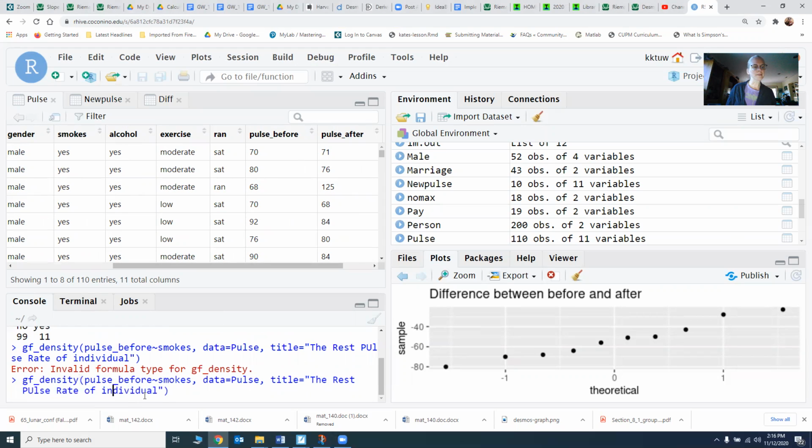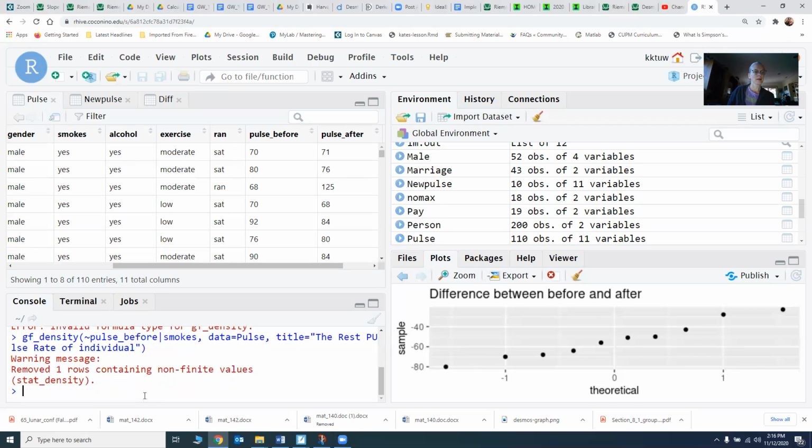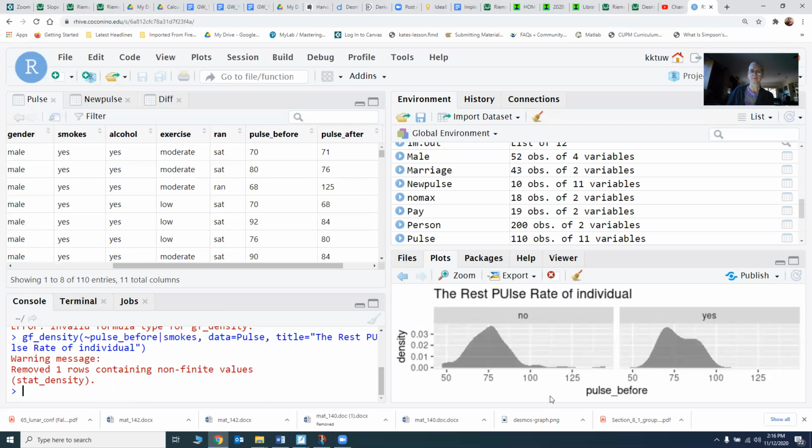Oh, that's right. It doesn't like that. So we're going to do the tilde first. And then instead of the tilde afterwards, we do a vertical bar, a vertical line. Remember that vertical line is above the enter key. There's a slash and a vertical line. And there we have it.